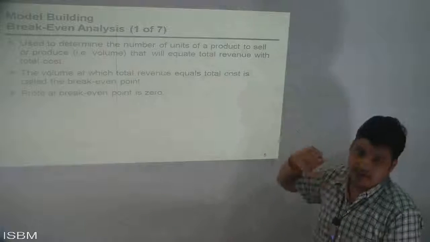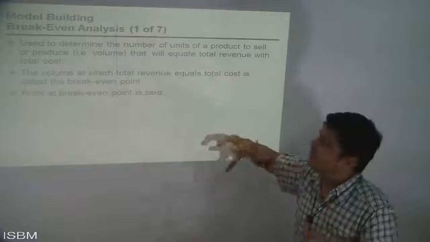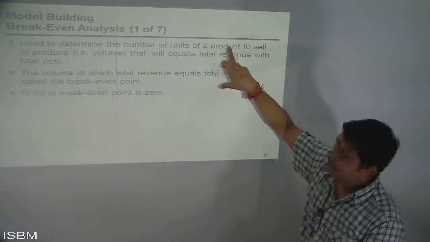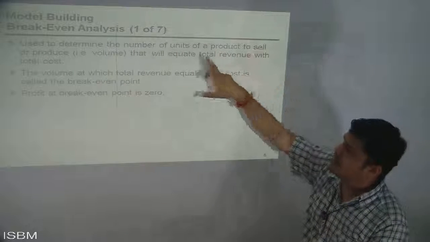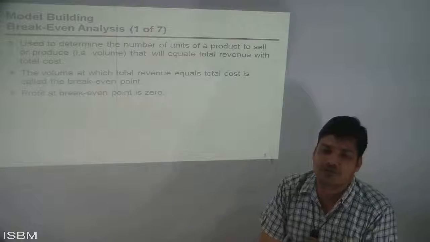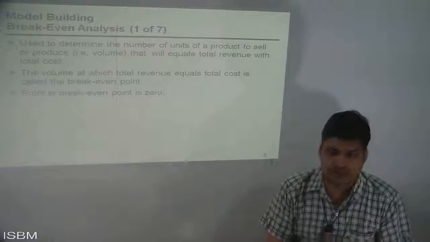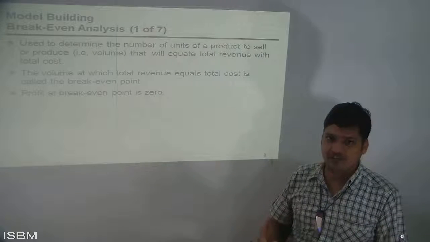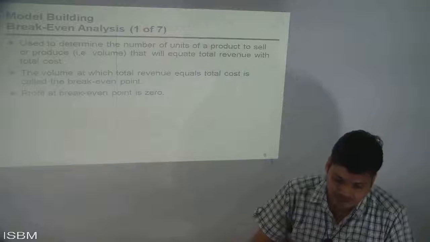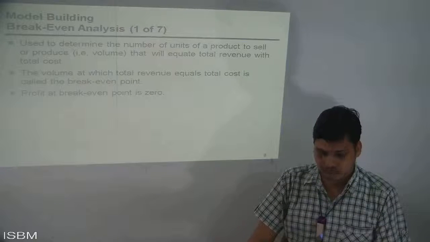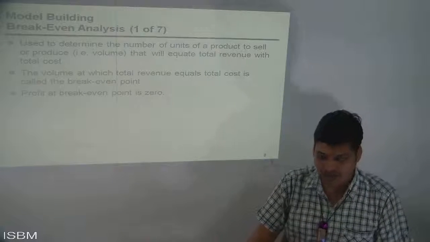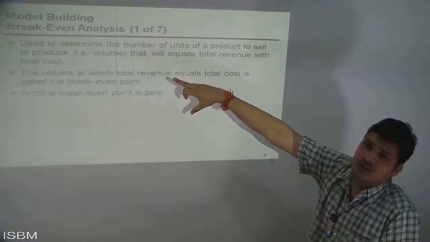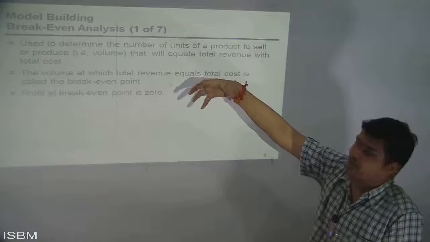So how will we do the break-even analysis? What we require for break-even analysis is the number of units of the product to sell or produce. Do remember that. Suppose we have produced 10 units. So 10 units, that is volume. Suppose we are creating steel plates. How many steel plates have we created? 10 steel plates. The volume of that particular product is 10.